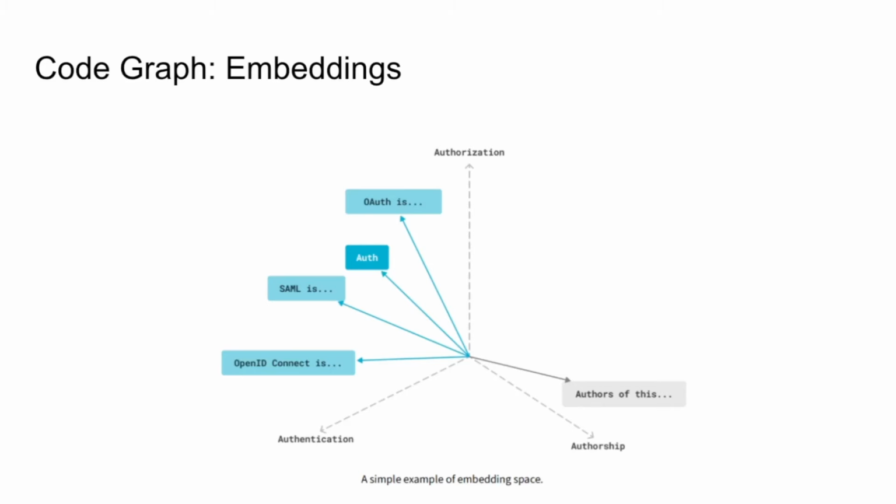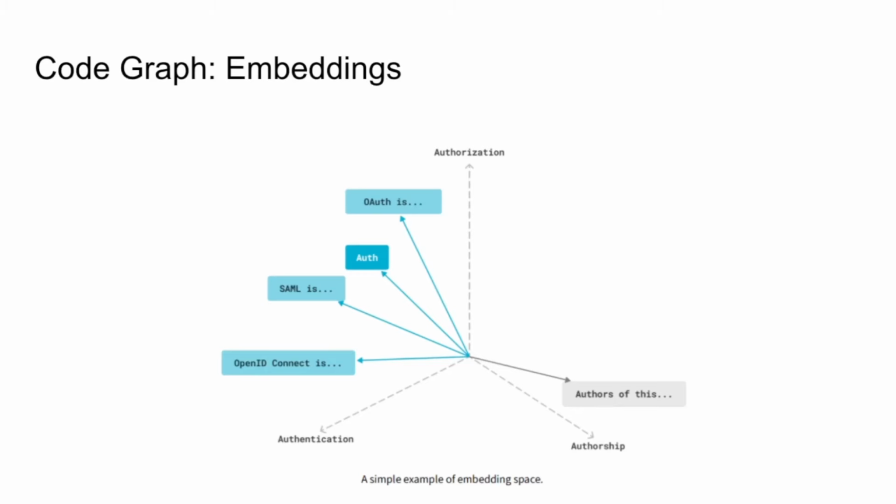And this is especially relevant for code because code often uses abbreviations or library names to refer to the same concept by different names. So for example, using embeddings, that query that we ran for auth would match OAuth, OpenID Connect, and even SAML, which are all common authentication or authorization methods.